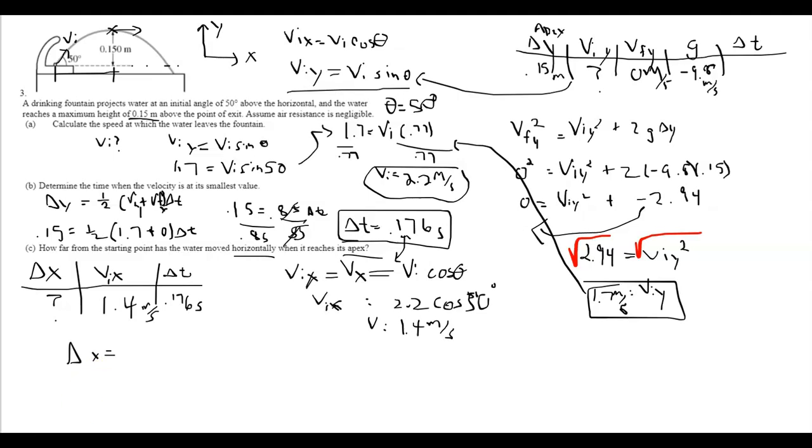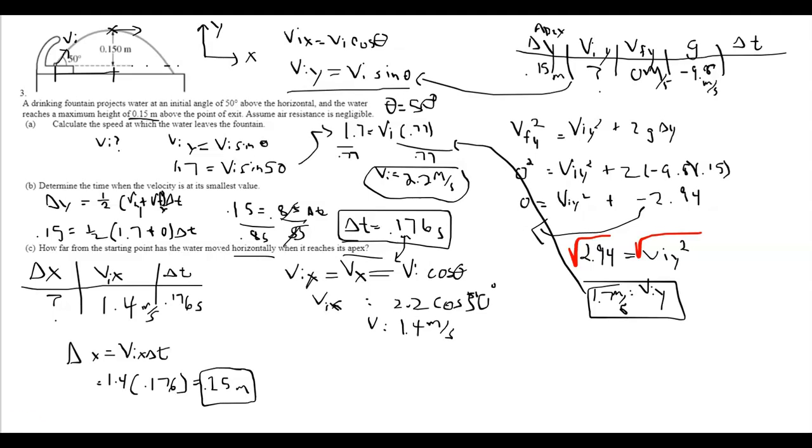So delta x equals Vix delta t. So it's really just multiplying the two numbers that we have next to each other in the chart here. So it's 1.4 times 0.176. And when you do that, you should get something like it traveled 0.25 meters. So it moved like a quarter of a meter stick. And that would be it. So that's the answer to part C of the projectile motion problem on the sheet, that's probably the hardest problem.